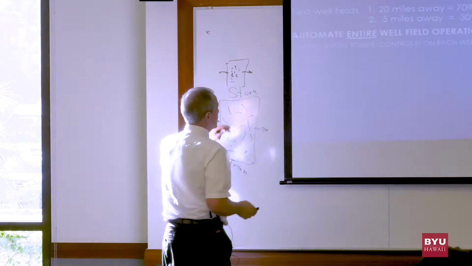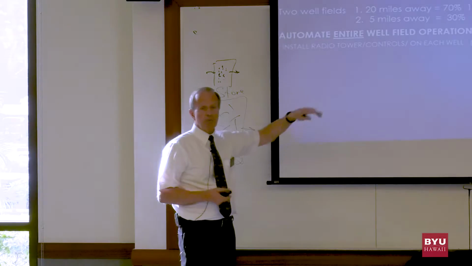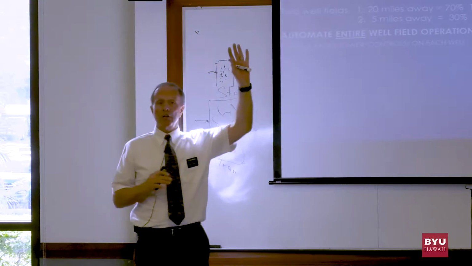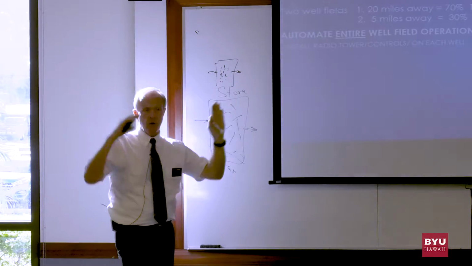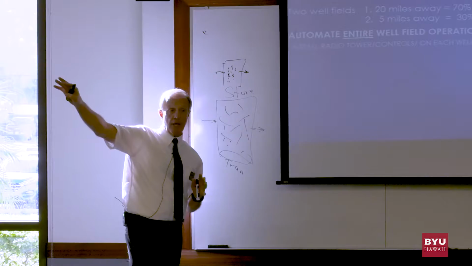So I said, Jay, this is what we need to do. Let's install the radio towers and the controls on each well. They had to be line of sight. Where we live, there's mountains and hills, so you had to have a line of sight. So we had to put in a lot of towers. This tower could see this tower, and this tower could see that tower, and finally get it back 20 miles away to the plant.